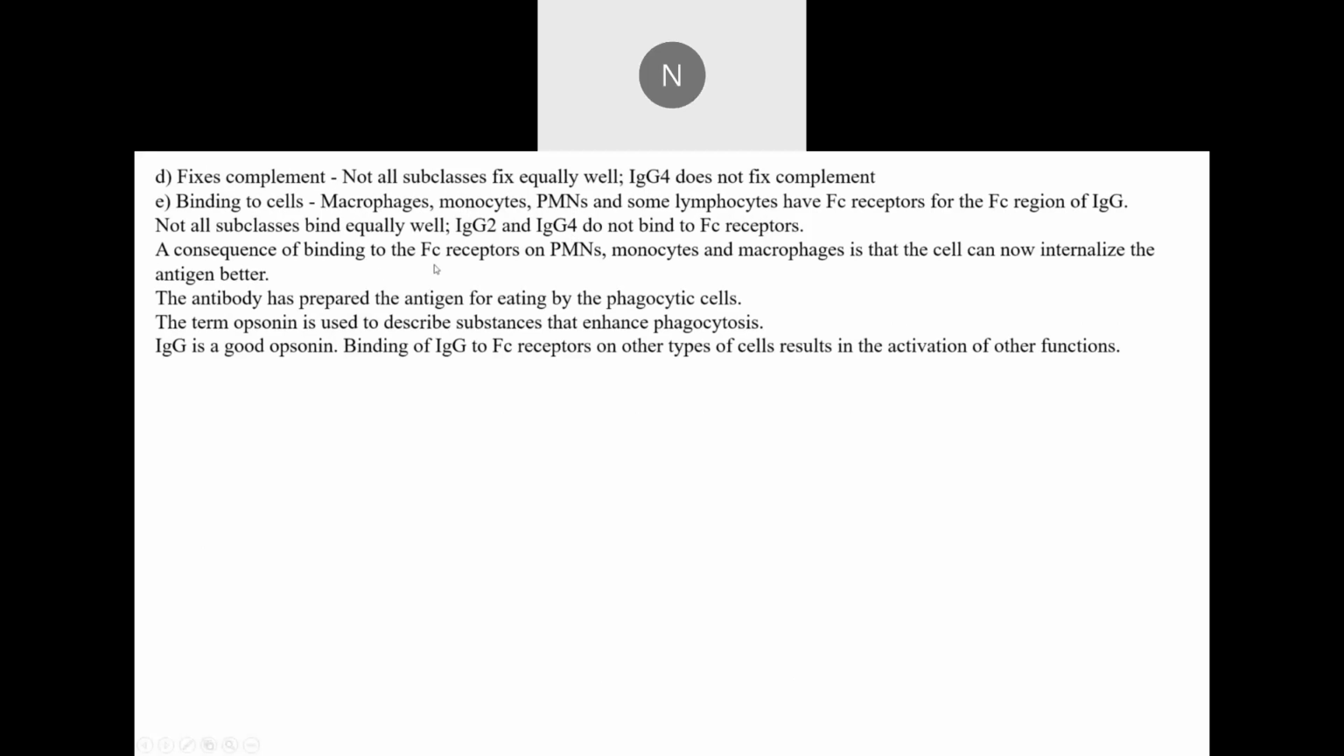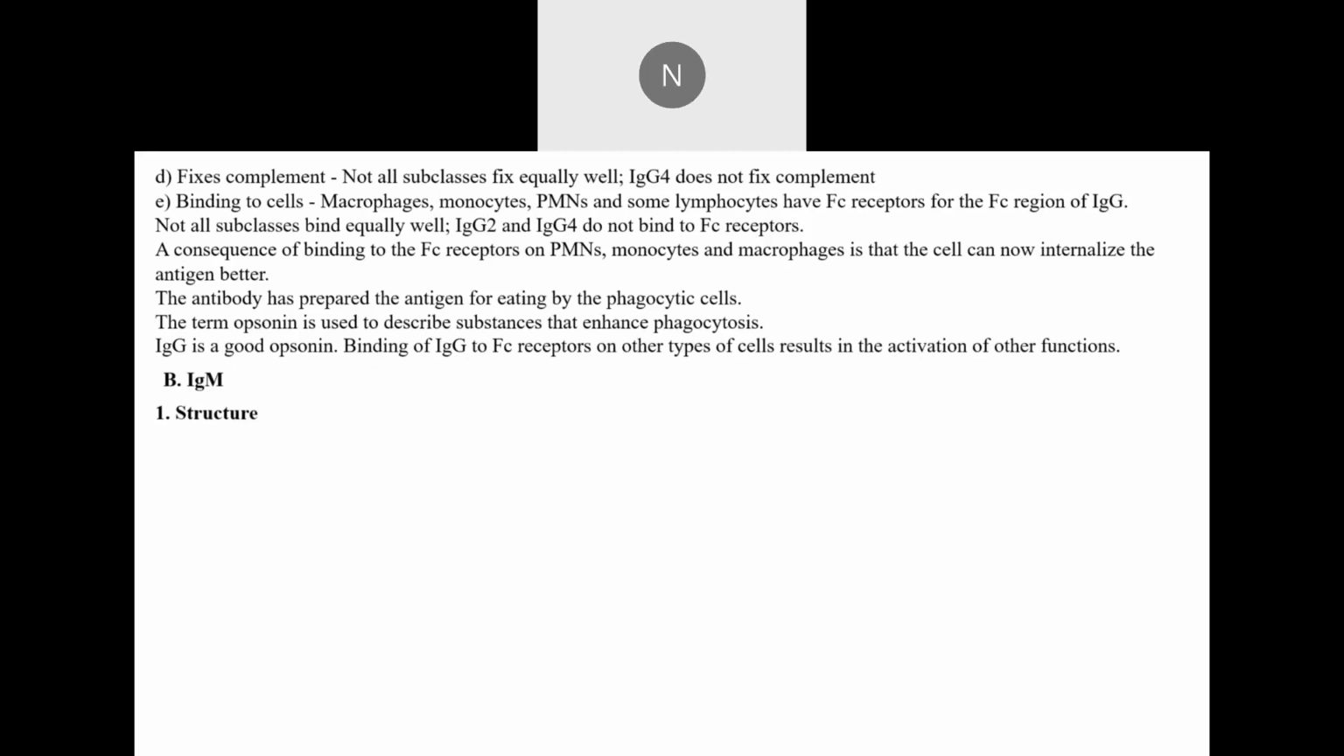And the consequence of binding to Fc receptors of the polymorphonuclear cells, monocytes and macrophages is that they bind the antigen better, and the antibody has prepared the antigen for eating by the phagocytic cells. The term opsonin is described for a substance that enhances phagocytosis. So this is the mechanism by which the antigen is destroyed by opsonization. IgG is a good opsonin, and binding of IgG to Fc receptors on other types of cells results in activation of all the reactions.